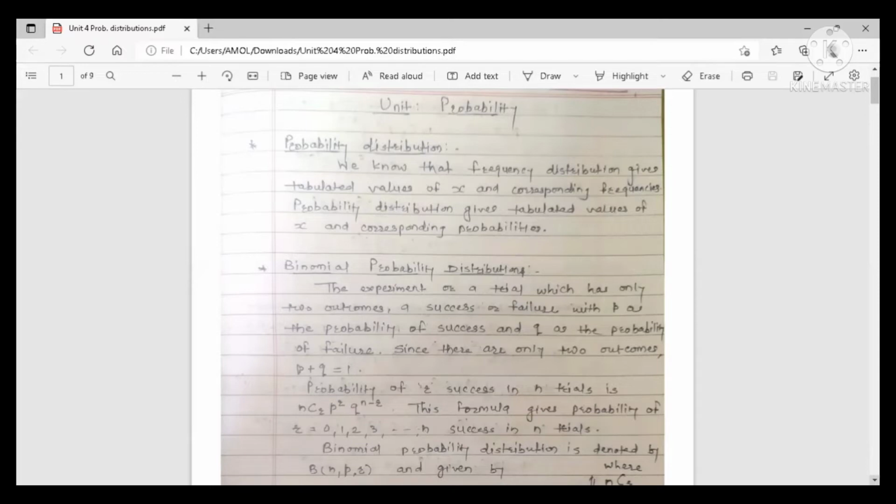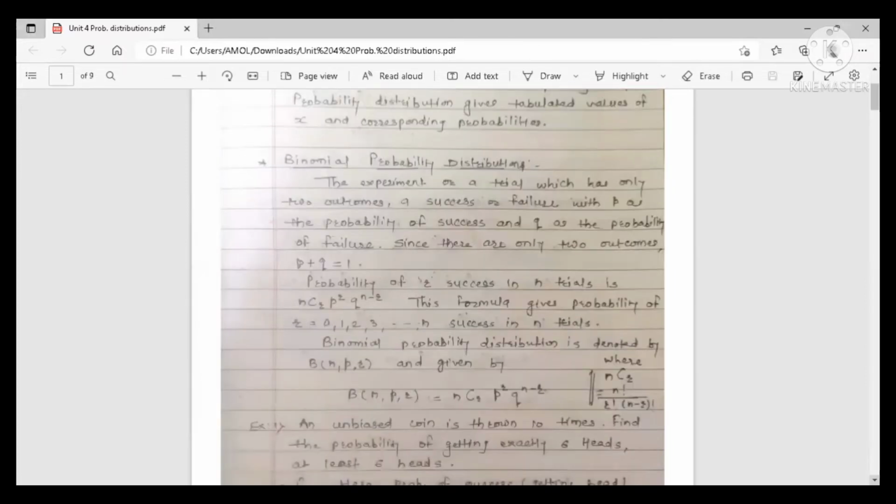See, what is binomial probability distribution? The experiment or a trial which has only 2 outcomes, either a success or failure, where P is the probability of success and Q is the probability of failure. Since there are only 2 outcomes, the probability of success, P, plus the probability of failure, Q, the addition is equal to 1.